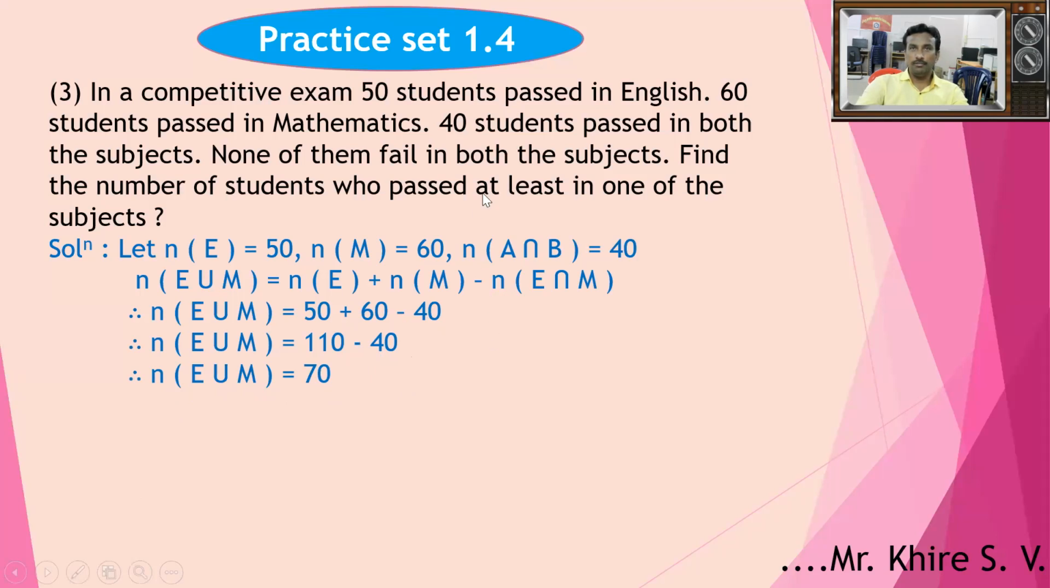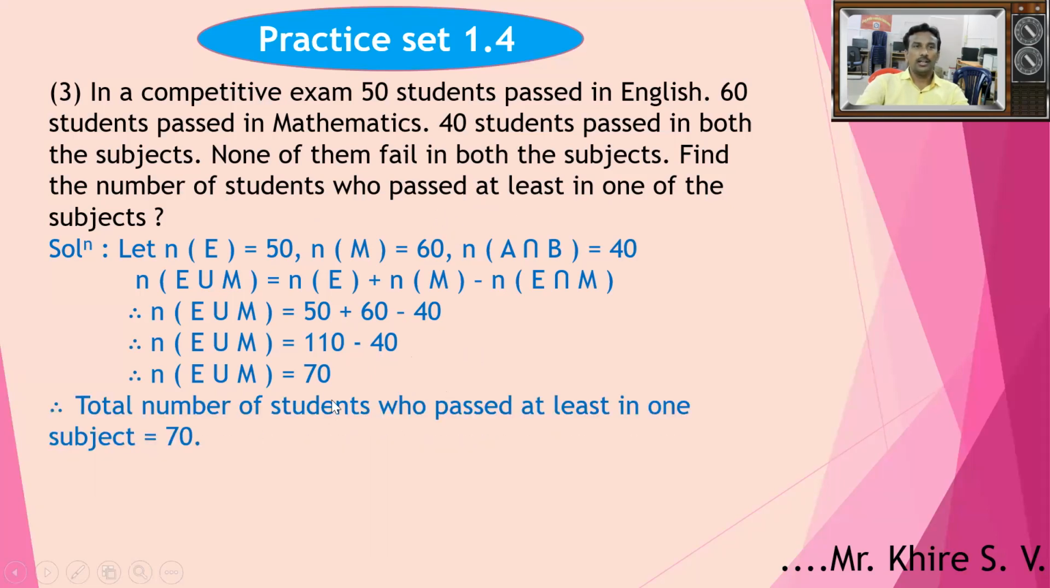Now none of them fail in both the subjects. Then find the number of students who pass at least in one of the subjects. Now total number of students who pass at least in one subject is 70. Therefore, at least in one subject the students pass, the total number is 70. This is the answer.